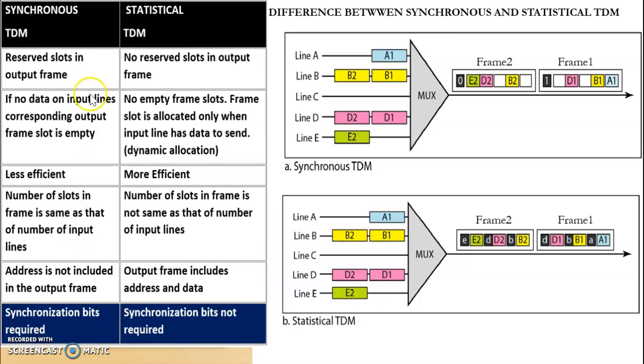The last difference is, in synchronous TDM, synchronization bits are required, whereas in statistical TDM, the synchronization bits are not required. So in synchronous time division multiplexing, these are the synchronization bits which are included at the beginning of each frame, and the synchronization bits are required in synchronous TDM to provide synchronization so that the data units are received by the correct channels. Whereas in statistical TDM, the synchronization bits are not required because here we are sending the address.